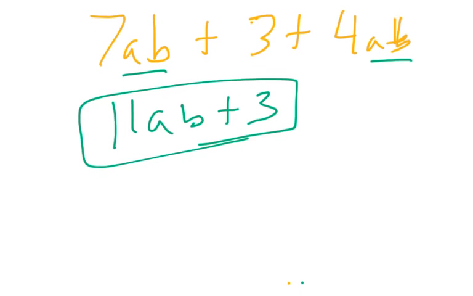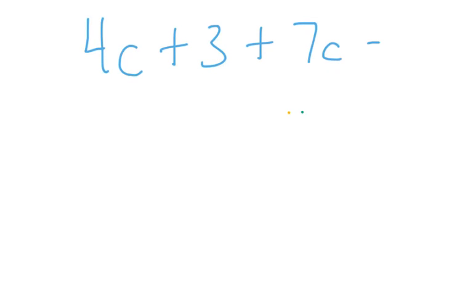So let's look at another one. What would we get if we had 4C plus 3 plus 7C minus 2? Well, now we want to look at like terms. Which one is like 4C? Is it the 3, the 7C, or the negative 2? Hopefully you said 7C. Then we have the number 3. And now which term appears like the number 3? In this case, it is the 2.